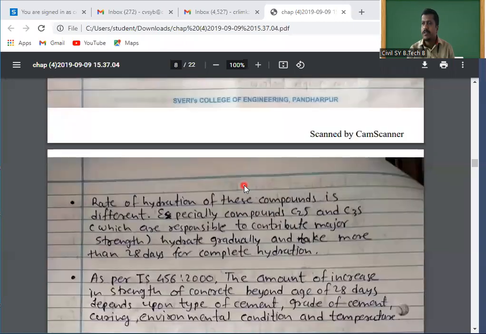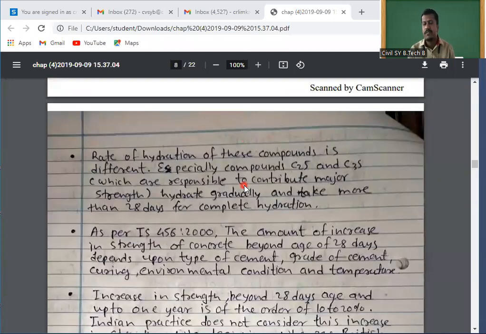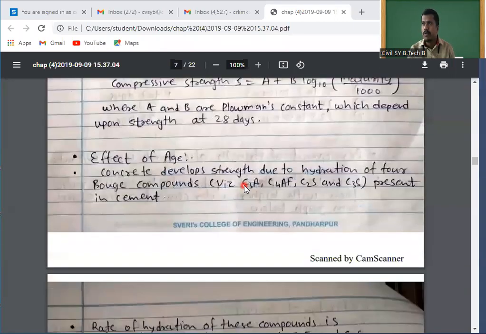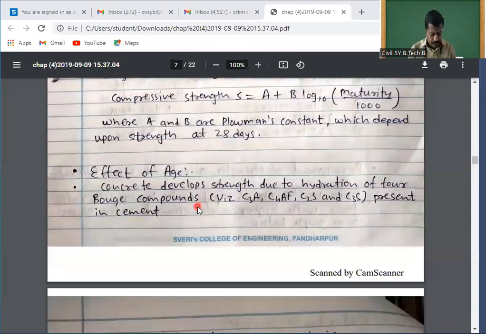Then effect of age, very simple. With respect to the age of the concrete, the strength of the concrete goes on increasing in most of the cases. In some cases only, with respect to age, the strength of the concrete goes on reducing. If you are doing some malpractice, you have not properly cured, you have not properly designed, or you have not properly executed your concrete, then it may happen that your concrete can lose its strength.